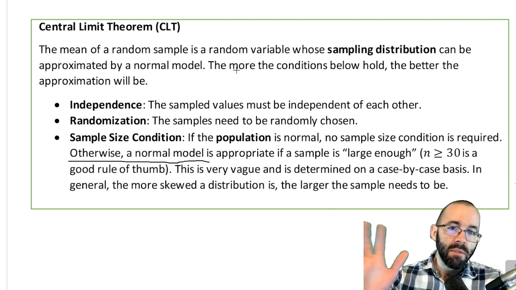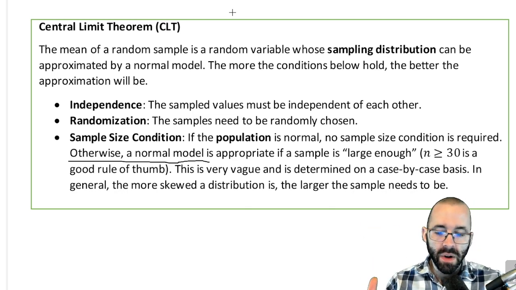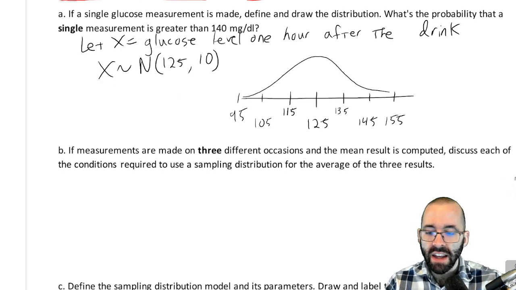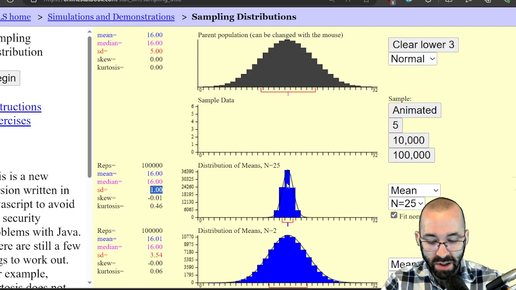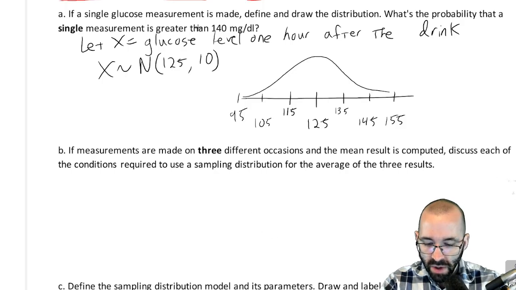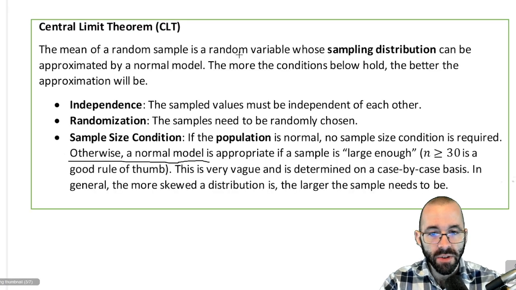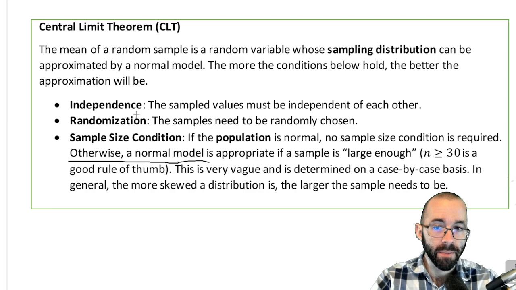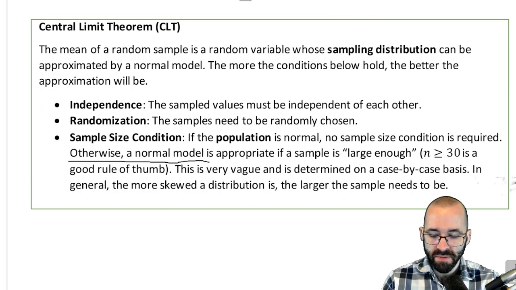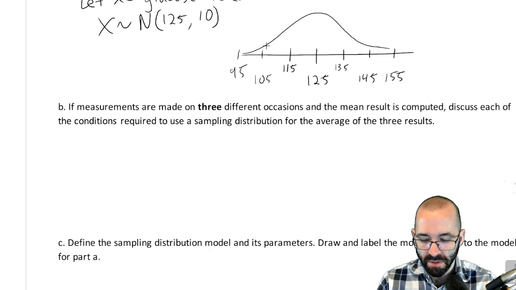And okay, if we're looking at 1, we don't need to do anything. 1 is just this normal distribution. But if we're looking at the average, just like here we looked at the average of 25, here we looked at the average of 2, well, the conditions required for it to be normal are these 3 from the central limit theorem. We need independence, randomization, and the sample size condition.